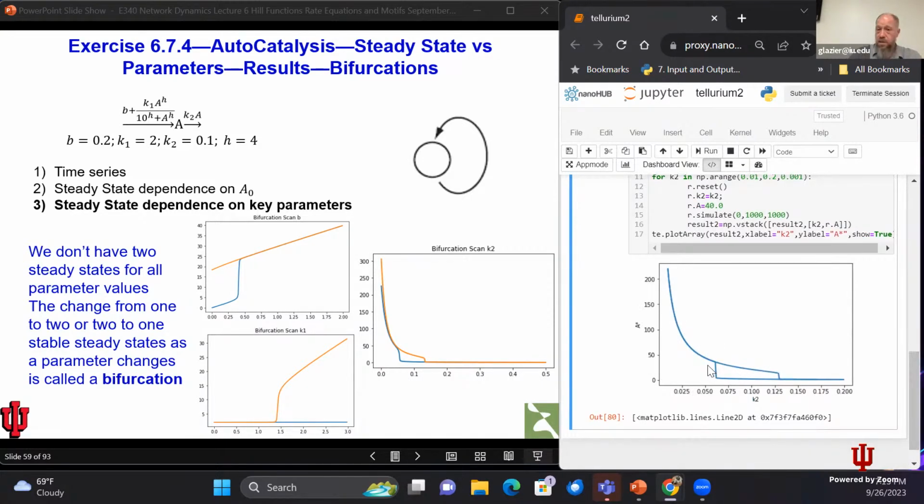So if K2 is very small, I only get a high value of A, no matter what my initial value is. If K2 is very big, I only get a low value of A. In this range between 0.06 and 0.123, I get two values. So when I'm saying intermediate, I'm saying if K2 is too small, I only get high values. If K2 is too big, I only get low values. If K2 is in this sweet spot in the middle, I get a high and a low value. Okay.